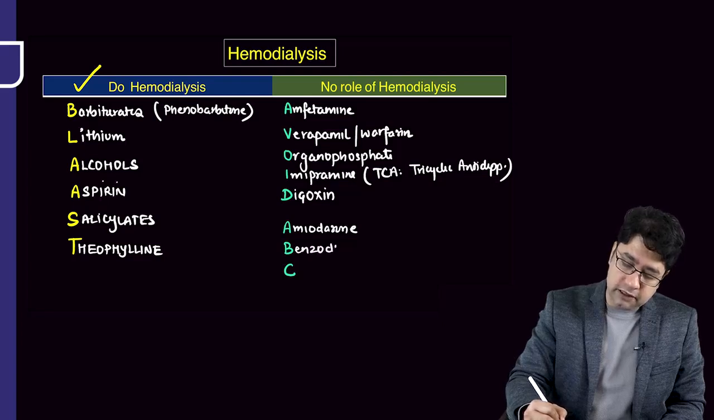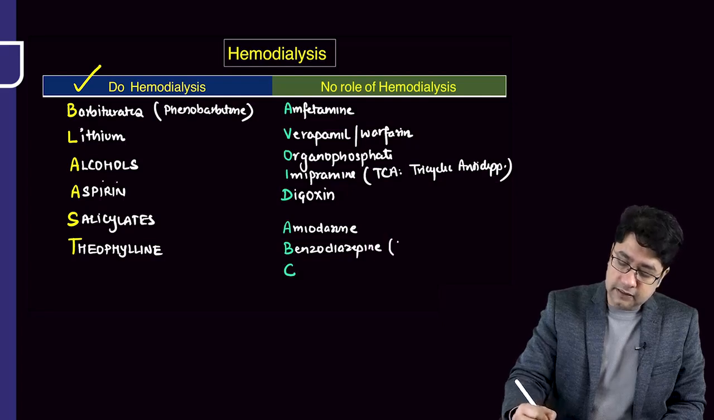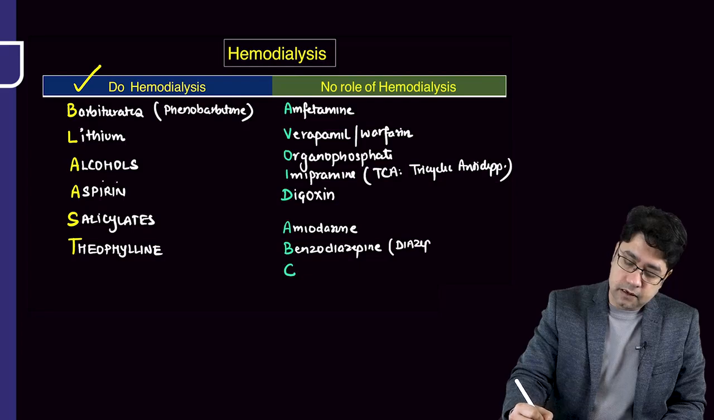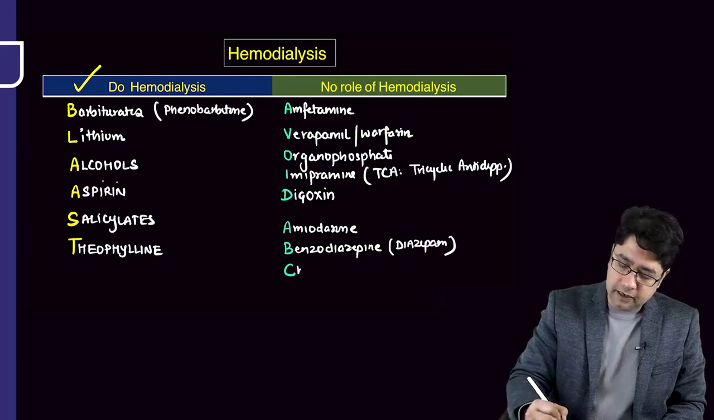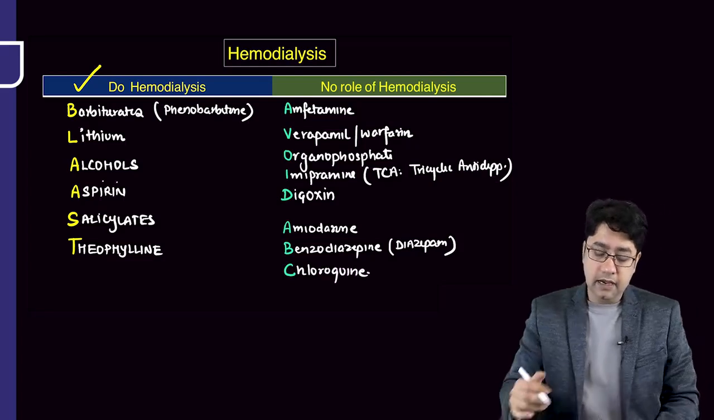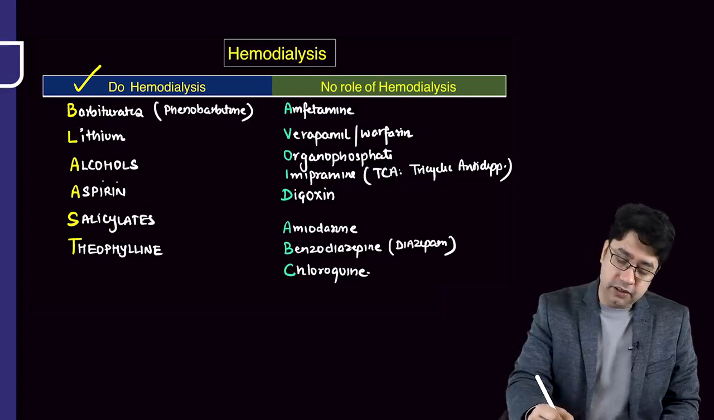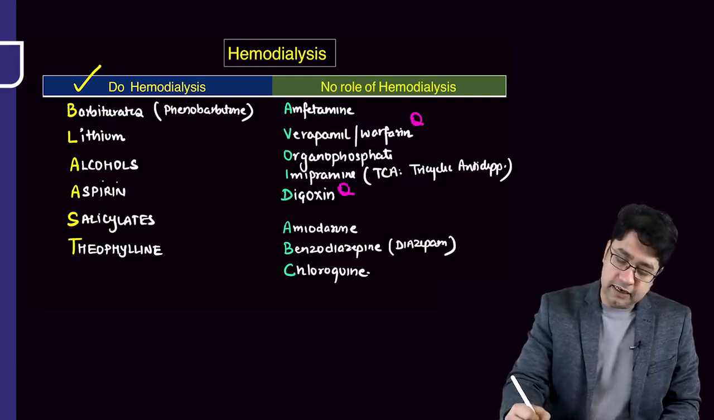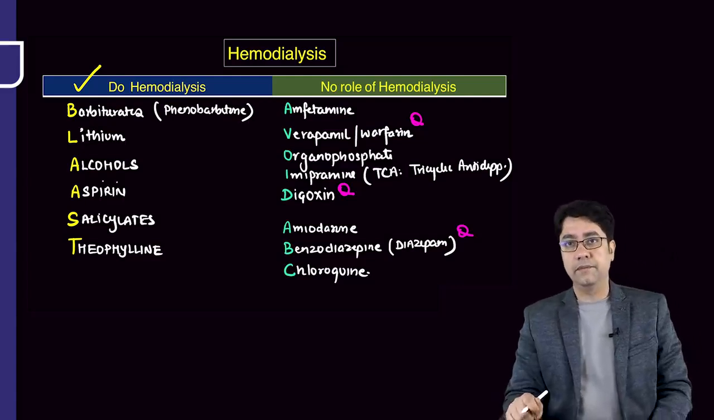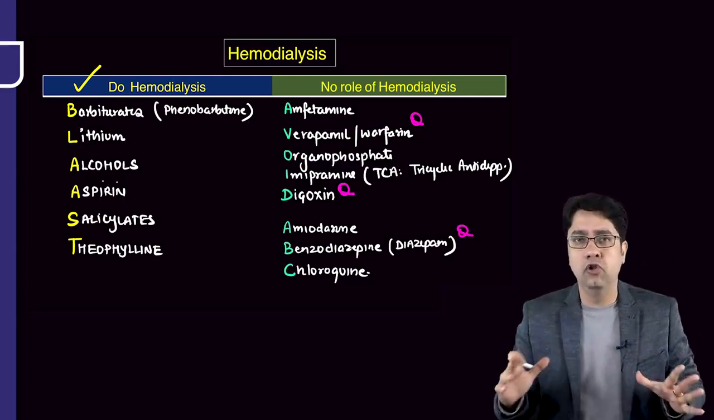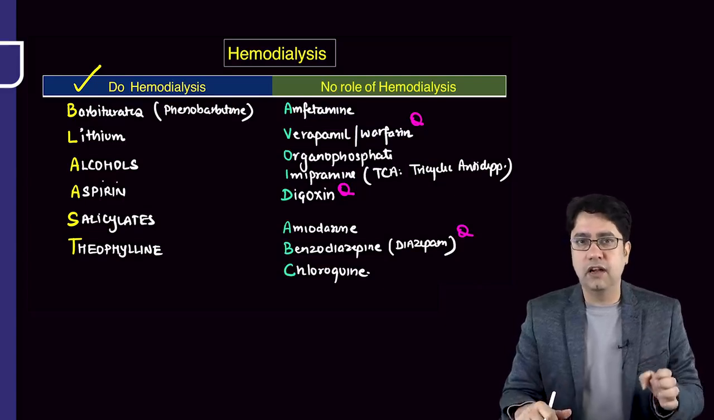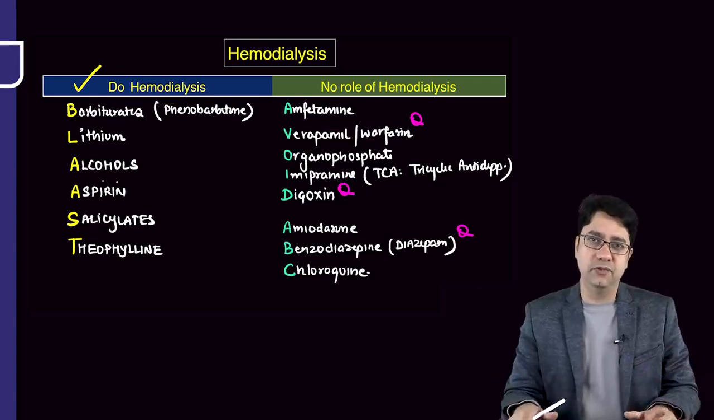Benzodiazepine, the younger brother of barbiturates. Let's write one drug, diazepam for it. And lastly, one anti-malarial drug, chloroquine. And most commonly, you will find the question with warfarin, digoxin, and benzodiazepine. Okay. Now, among all known drugs, which drug has highest volume of distribution?